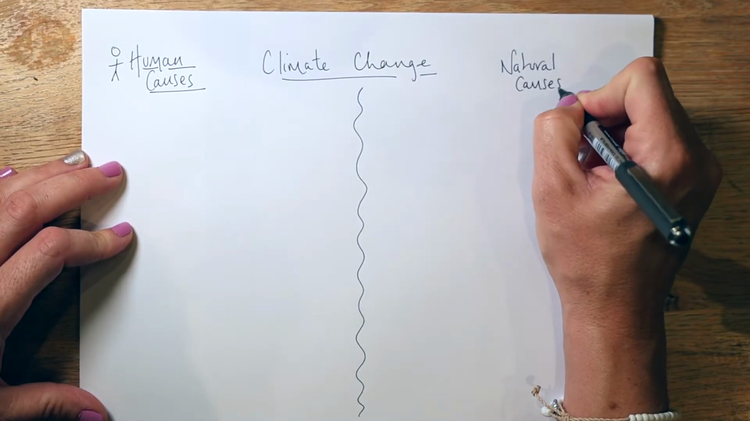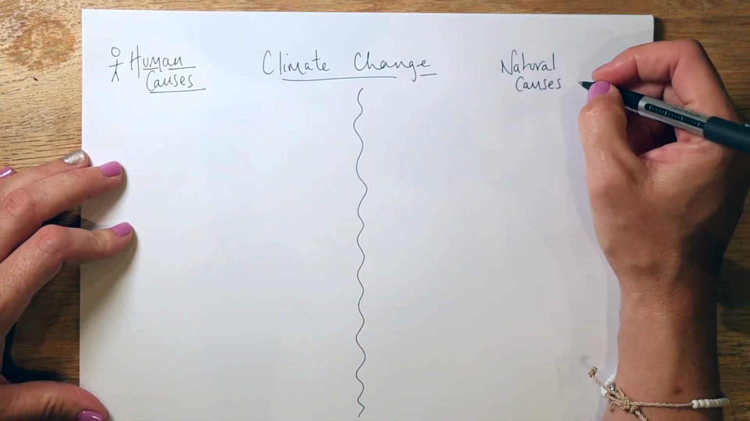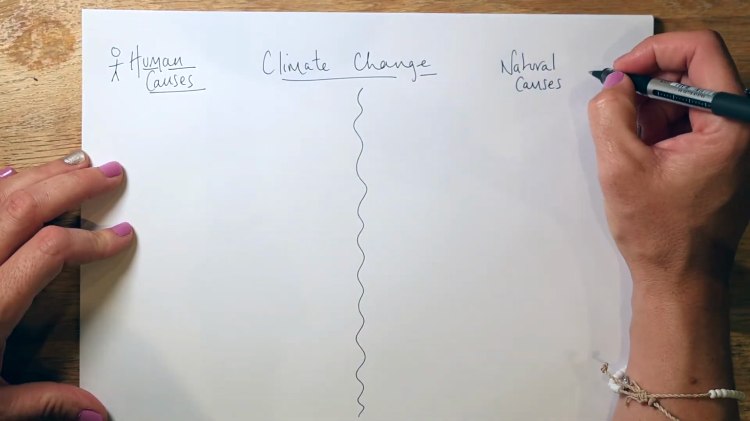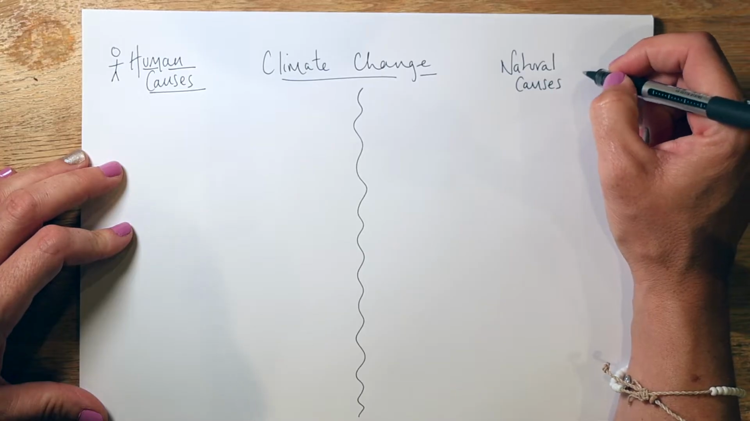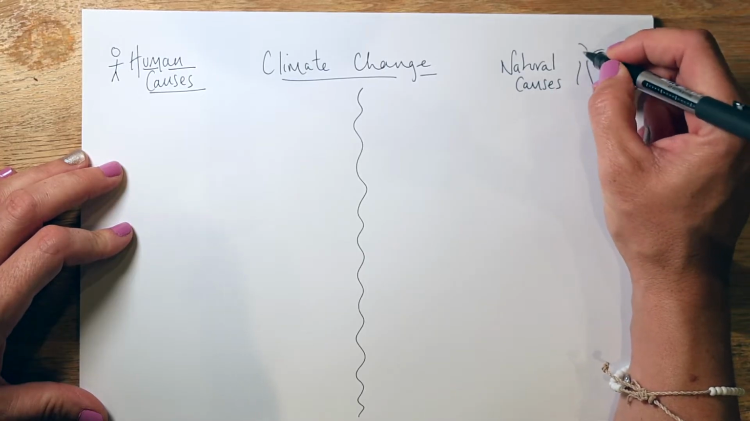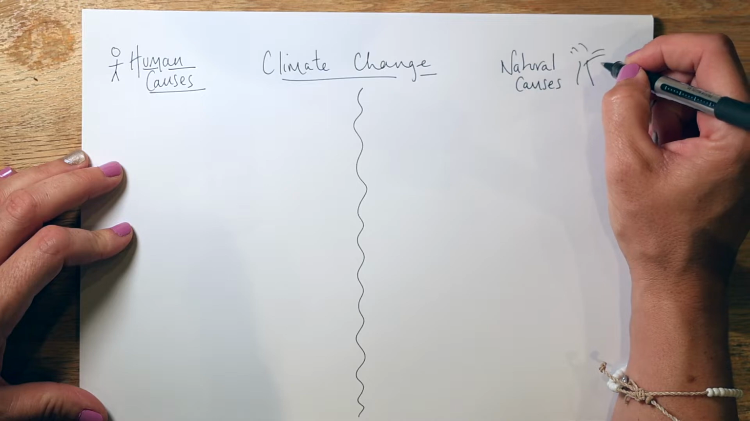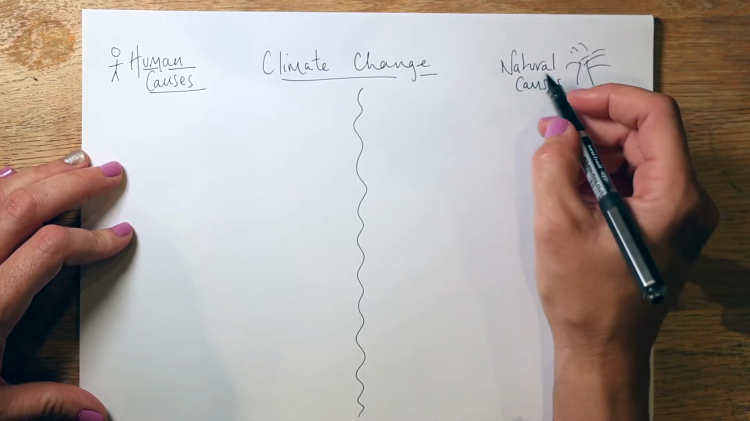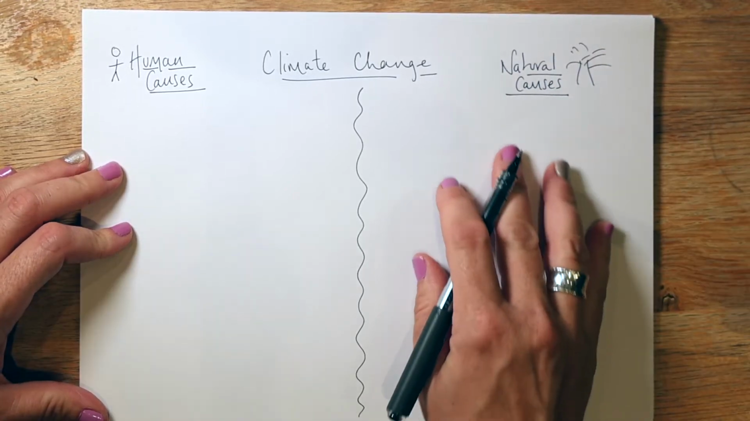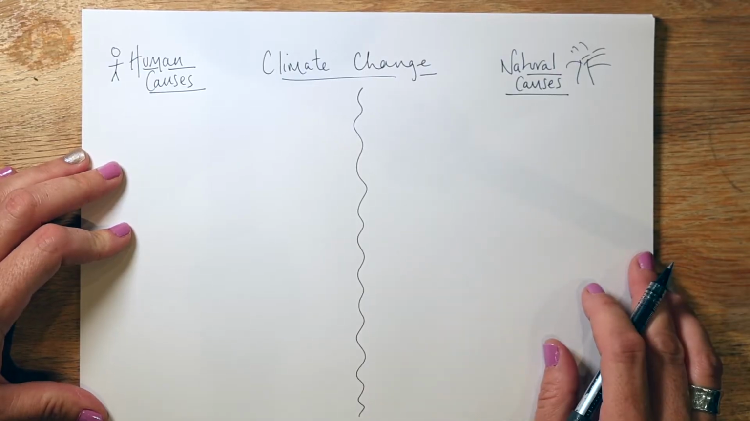the greenhouse effect has been in effect, I guess, for a long, long time. It's what's created life on Earth as we know it. For this, I'm just going to draw a volcano of sorts, if that looks like it. There we go. And we're going to go through some of the natural causes on this side.